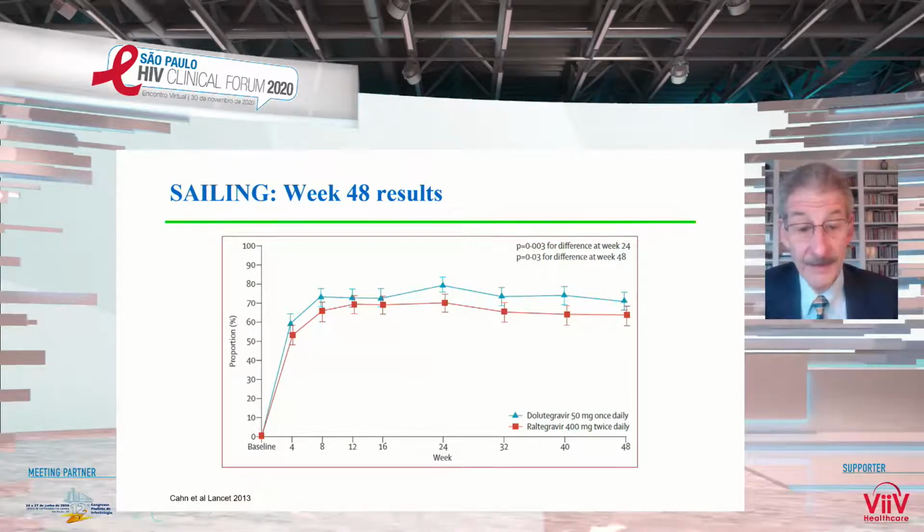The SAILING study compared dolutegravir to raltegravir in treatment-experienced patients. And you can see that overall, although the difference is small, there was a greater proportion of participants who achieved virologic suppression in the dolutegravir arm compared to the raltegravir arm. Now, these were not integrase inhibitor-experienced participants. They had failed on other regimens, and this difference was statistically significant.